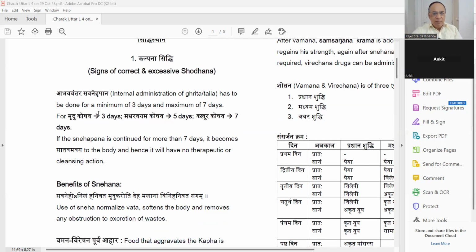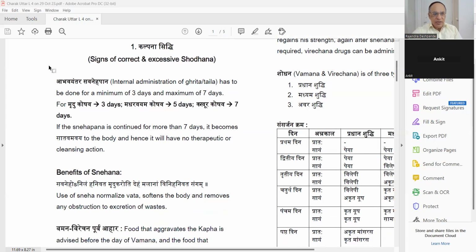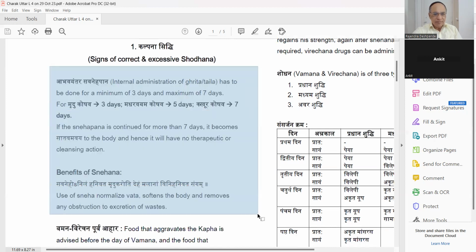Now, before doing any Panchakarma, we do Snehana and Svedana. First, I will mark like yesterday; we will start slowly and steadily. No hurry and worry.